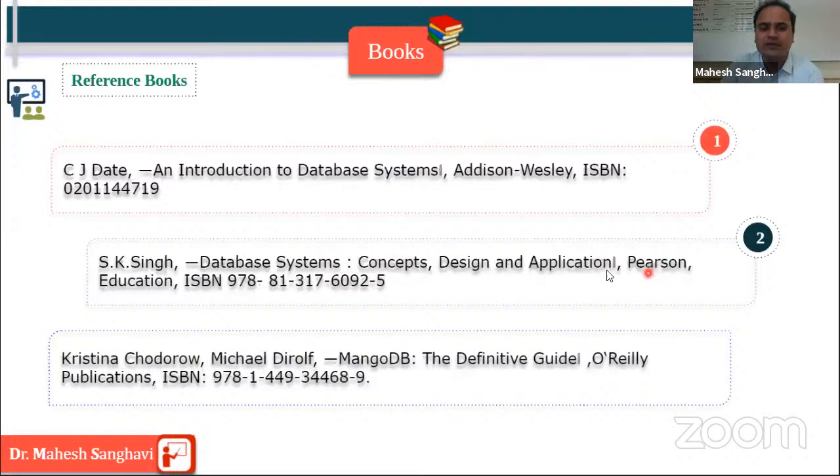And the third reference book is by Christina Wodtke, Michael Dirolf, and they have written a book on MongoDB. So dear friends, you can see this book mainly for MongoDB, which is there in your unit number 5. So friends, these are the 6 books which are important as far as your database is concerned. But dear students, trust me, for those who are planning to get good knowledge, my PPTs are more than enough. My course material is more than enough. If you study from that, it's more than enough. So that I can assure you.